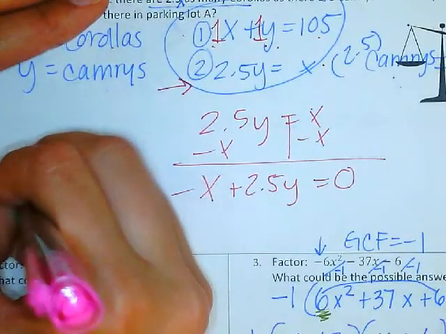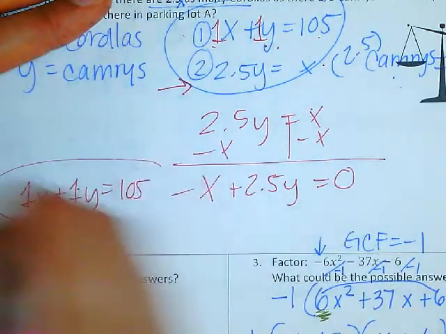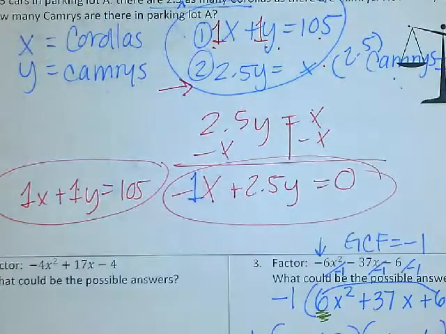So these two would be the ones that I would enter in the calculator. That one and this one. Now remember, this would be a 1 here. Okay?